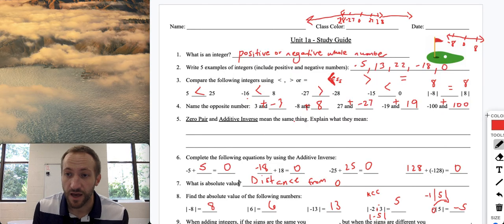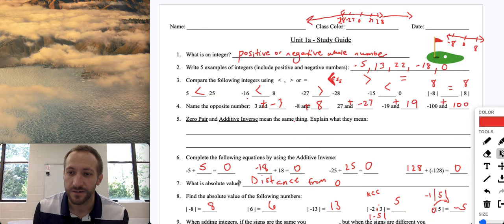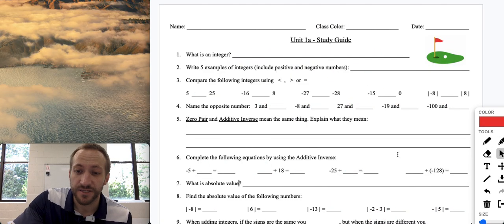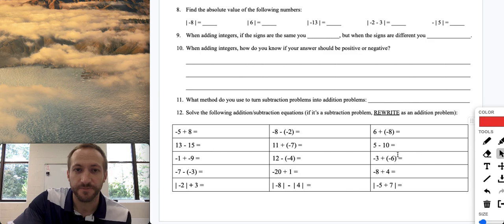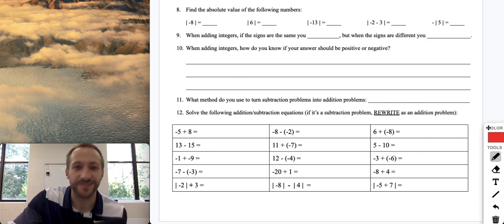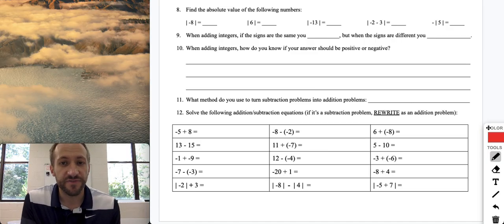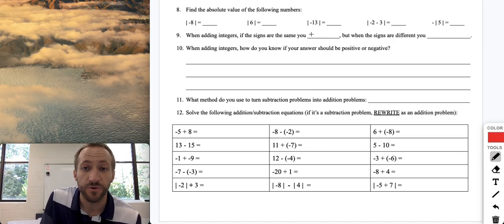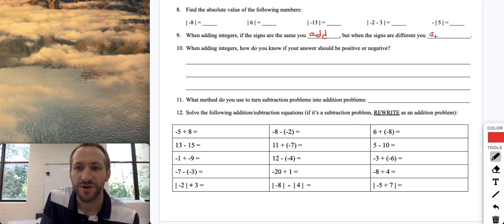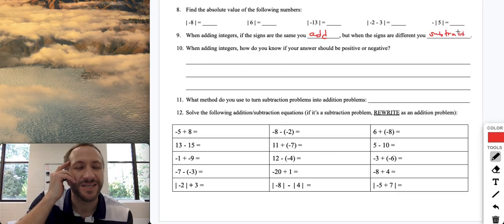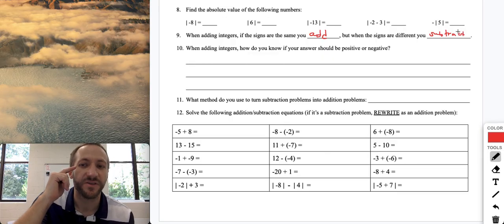So let's scroll down. We'll give this an erase and let's scroll down to the next part of the page. Move this out of the way. All right, so when adding integers, if the signs are the same, you add. But when the signs are different, you really subtract. So in my head, when I'm thinking about these problems, if the signs are the same, I'm going to add. If the signs are different, I'm really going to think about subtraction.